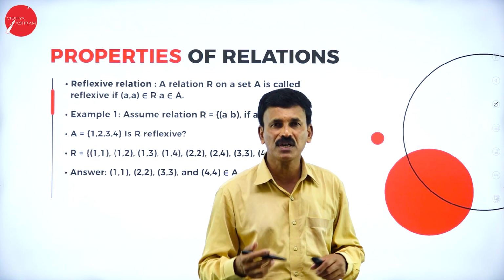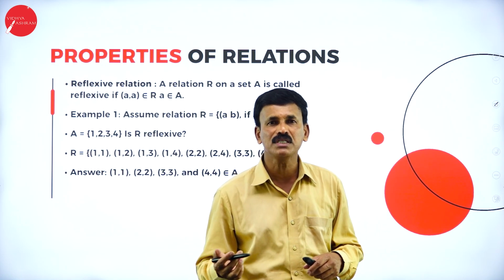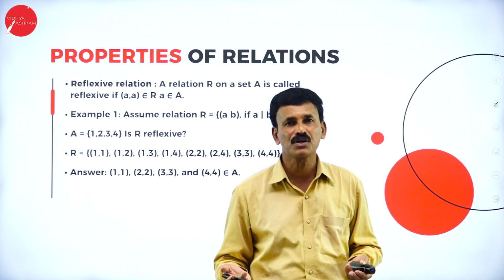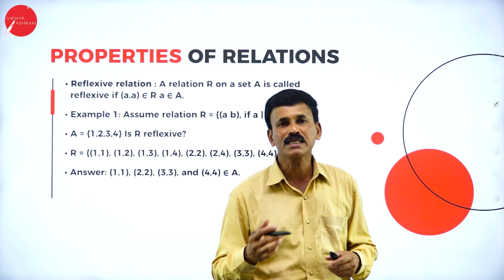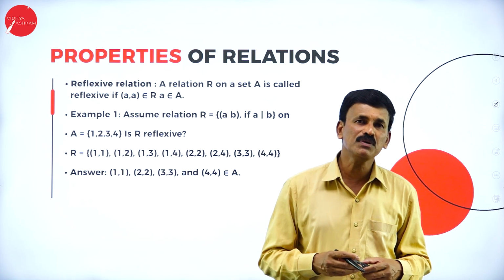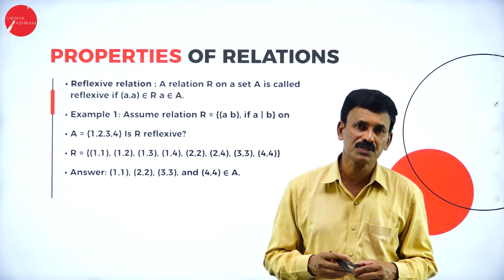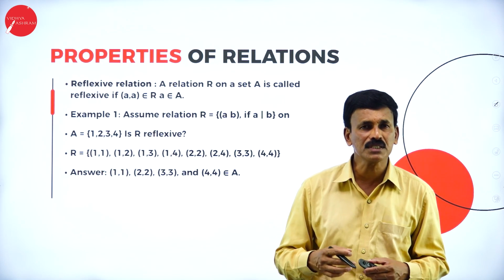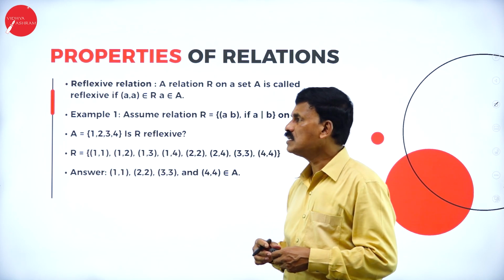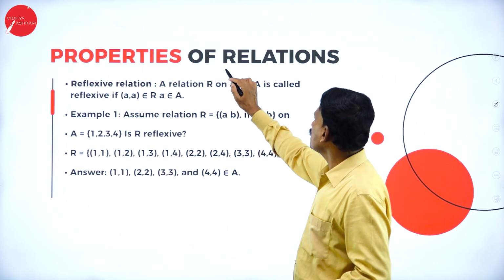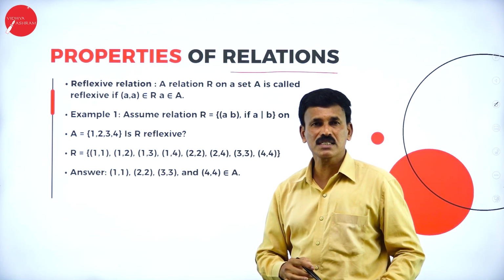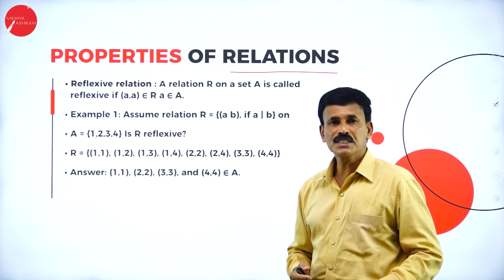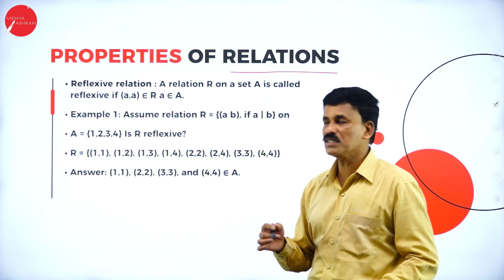Symmetric means if (a, b) belongs to R, it implies (b, a) also belongs to R. If (1, 2) belongs to R, then (2, 1) also belongs to R; that is called symmetric. And the transitive property means if (a, b) belongs to R and (b, c) belongs to R, it implies (a, c) also belongs to R. These are the three types of properties, or types of relations: the reflexive relation, symmetric relation and transitive relation. Now, let us discuss one by one.